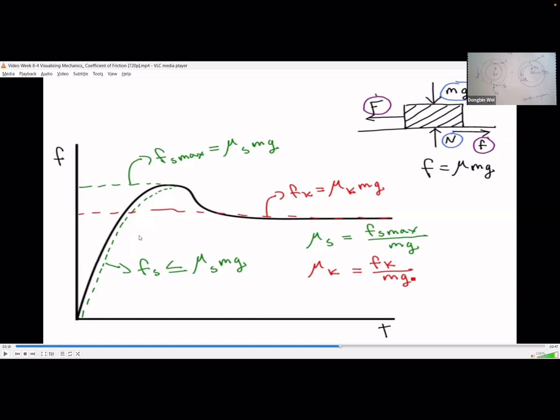Okay, so I hope you have already gotten the idea. For kinetic friction force, you can use the kinetic friction coefficient to work out the kinetic friction force directly. But for static friction force, if you know the static friction coefficient, you can only work out the maximum available static friction force. The actual static friction force may be equal to or less than this maximum static friction force. Okay?